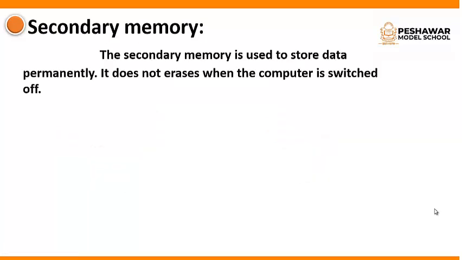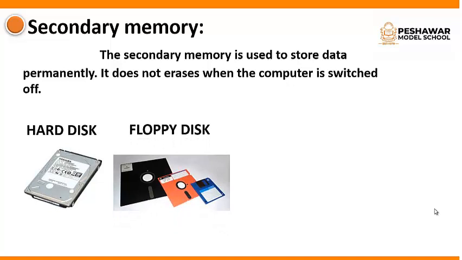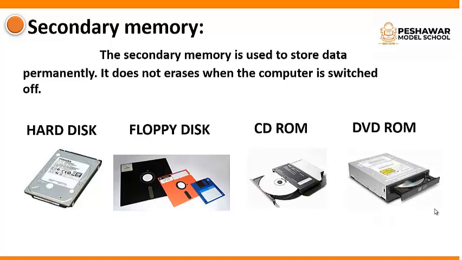So, the secondary memory is used to store data permanently. It doesn't get erased when the computer is switched off. Some common secondary storage devices are hard disk, floppy disk, CD-ROM and DVD-ROM.